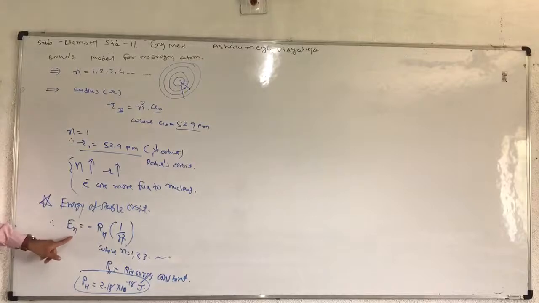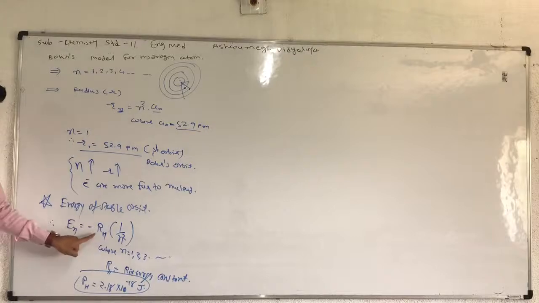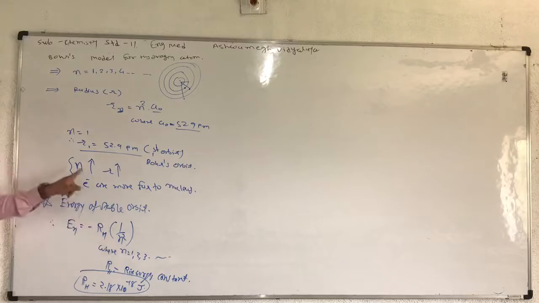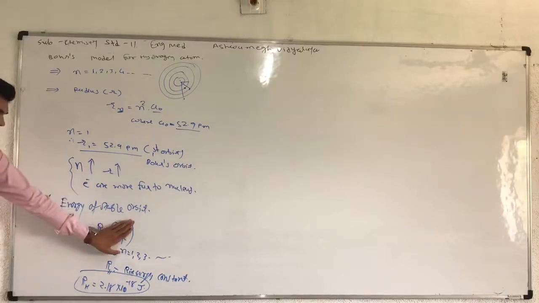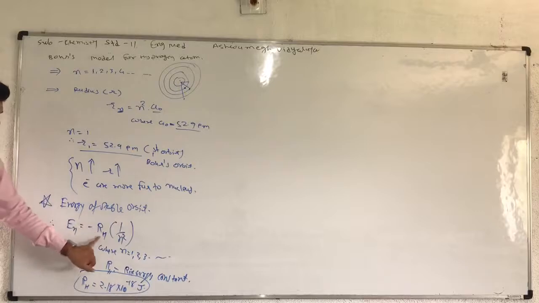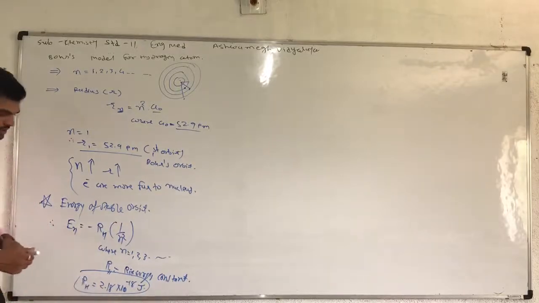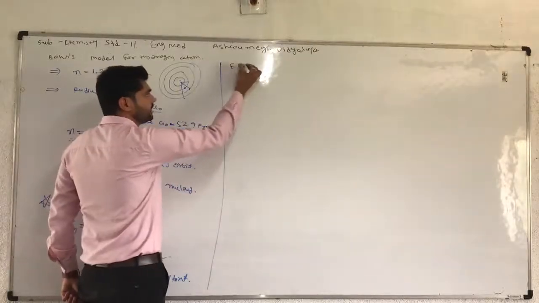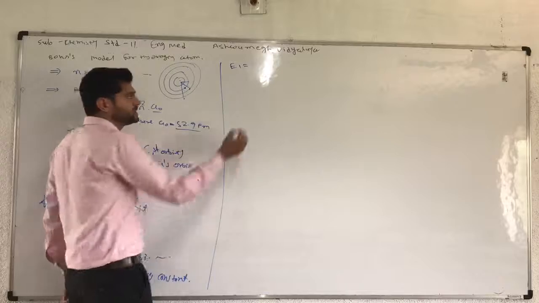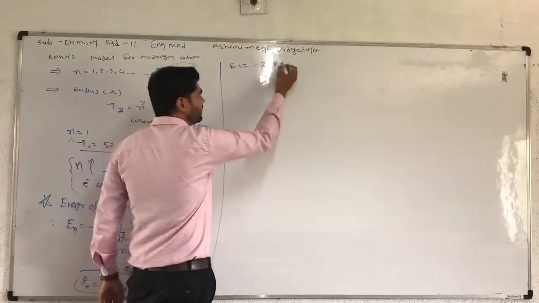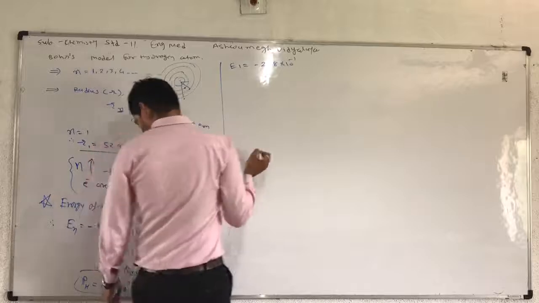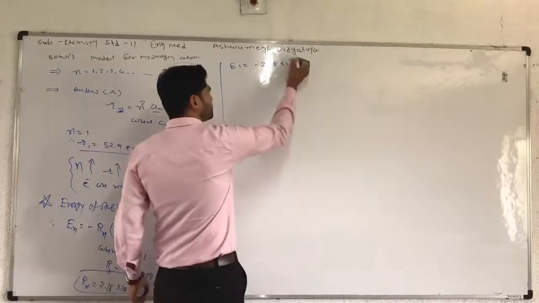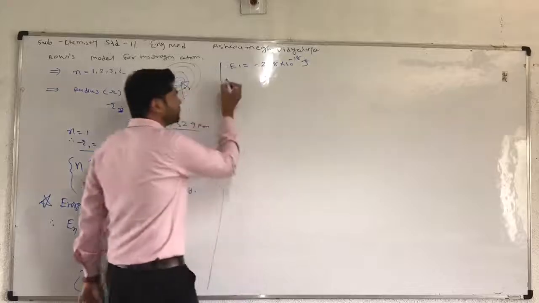So the energy of the first quantum number, for n equal to 1, is minus RH into bracket 1 divided by n square. For hydrogen, n equal to 1, therefore this step can be neglected. So the value of minus RH means minus 2.18. So the value of E1, the energy of the first quantum number, is equal to minus 2.18 into 10 raised to minus 18 joule.